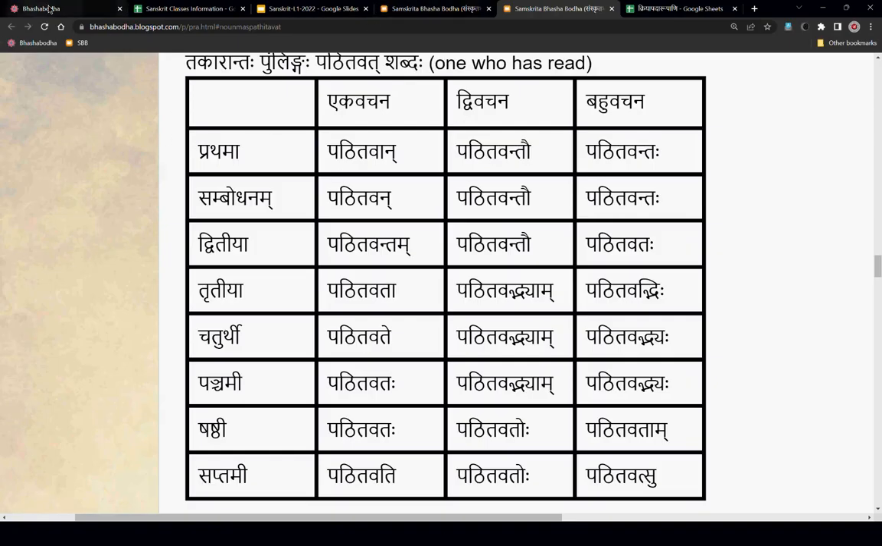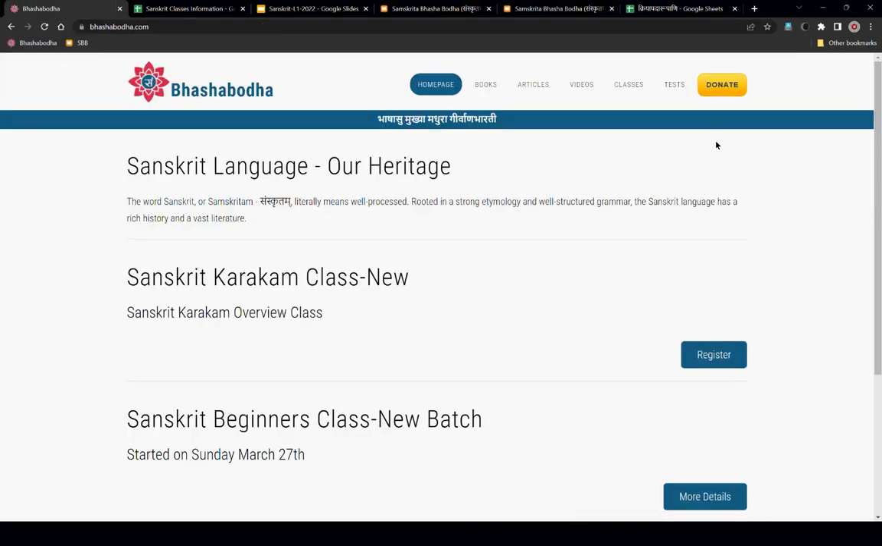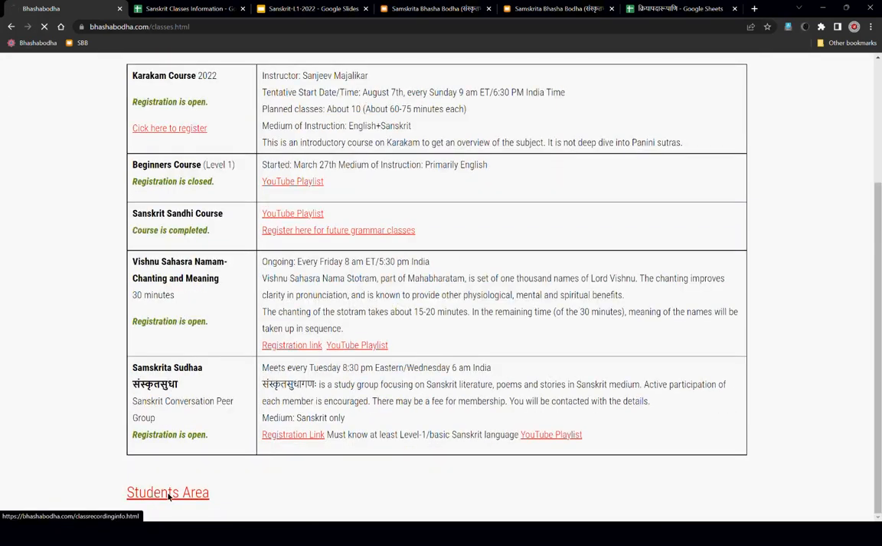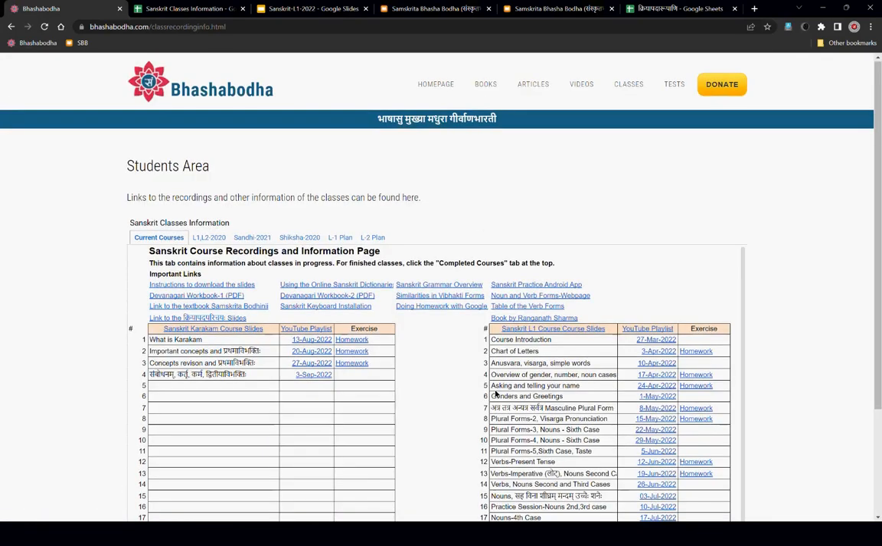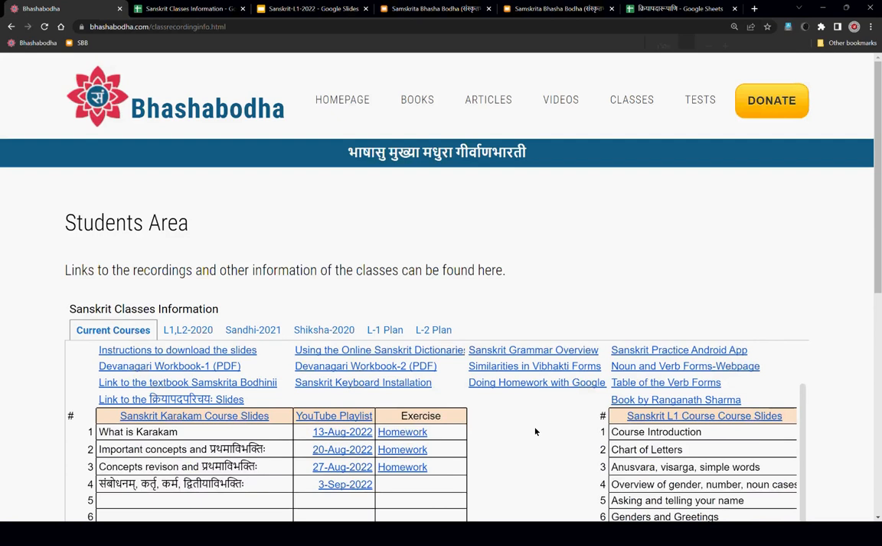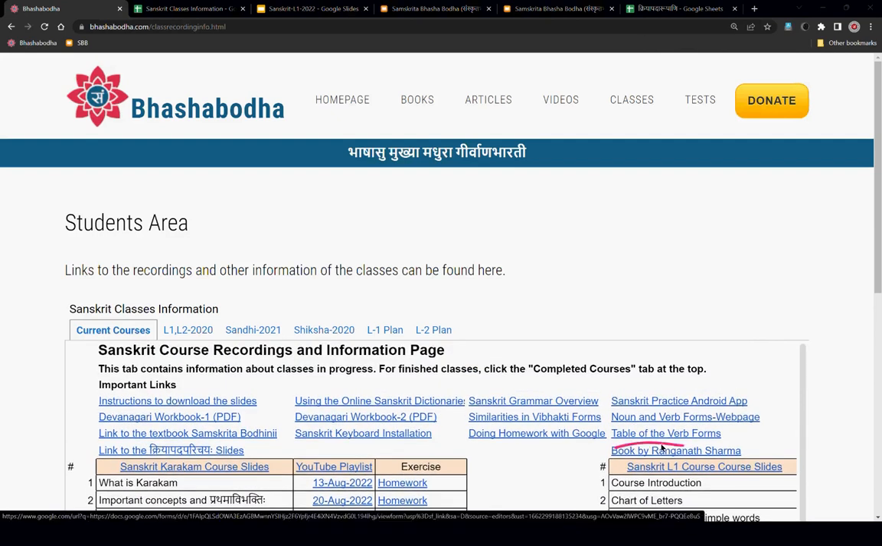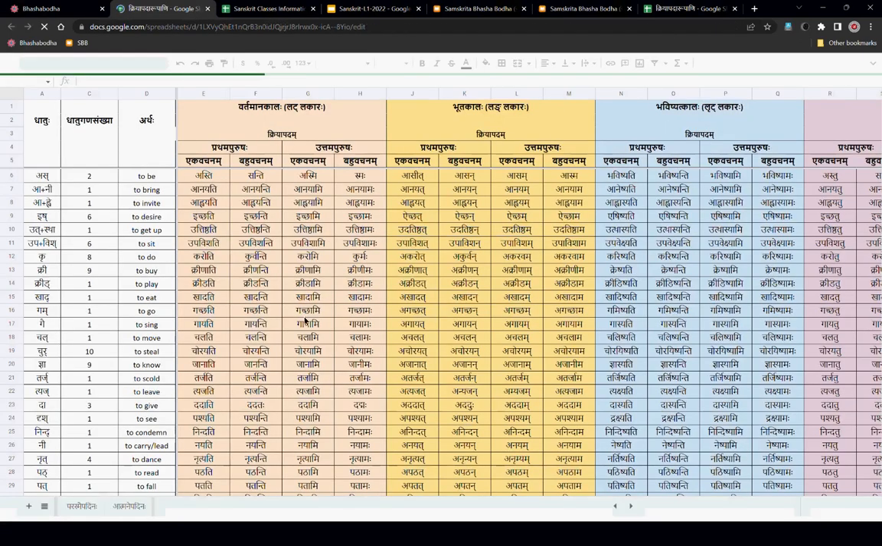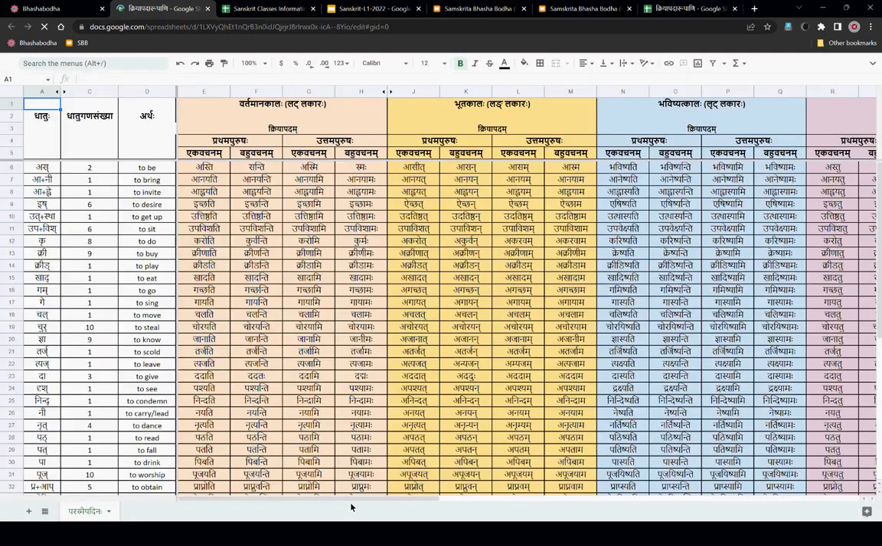If you go here, I think all of you are familiar with our study web page, right? This page. Yes. Okay. So here there is a table of verb forms. You see here. Yes, the one I'm marking. The table of verb forms. If you look at that, it will open this table.